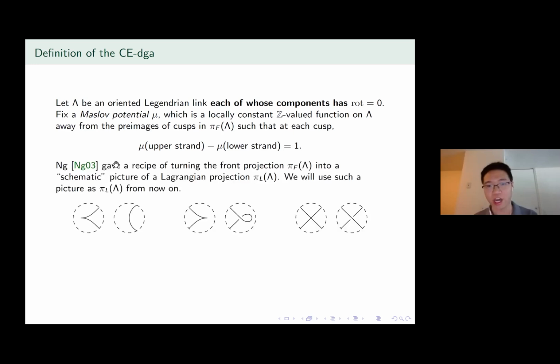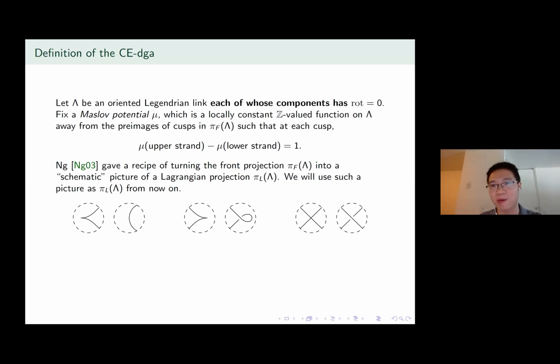So a Legendrian front projection can be turned into some sort of schematic picture of a Lagrangian projection. The way you do this is to turn each left cusp, a rounded cusp, into some sort of small loop, and then for each crossing, you just remember the overstrand and the understrand, because in the Lagrangian projection, you really have to specify which one is over and under. Right? It's an important piece of data.